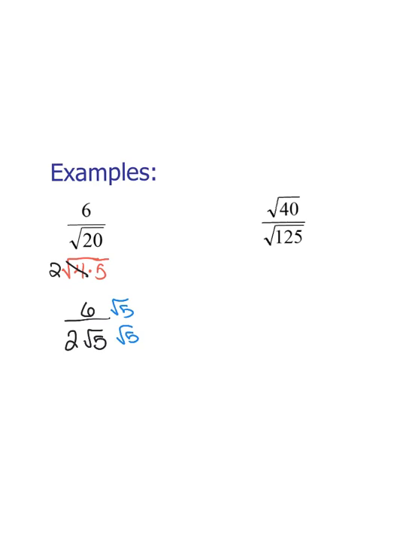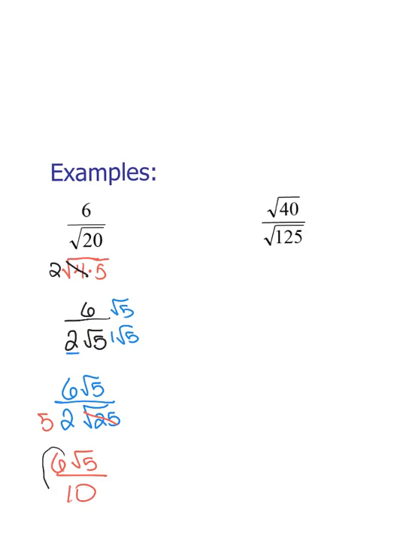On the top, 6 times radical 5 is 6 radical 5. On the bottom, 2 times 1 is 2. Radical 5 times radical 5 is radical 25. The square root of 25 is 5. So now I have 6 radical 5 over 10. And the last step is you want to reduce this. In your calculator, you can say 6 divided by 10 and hit math, enter, enter. Or you can say they're both divisible by 2. So this becomes a 3. This becomes a 5. So your simplified answer is 3 radical 5 over 5.